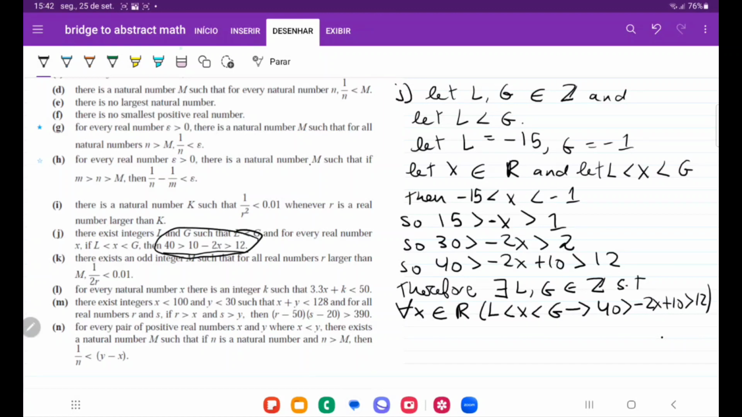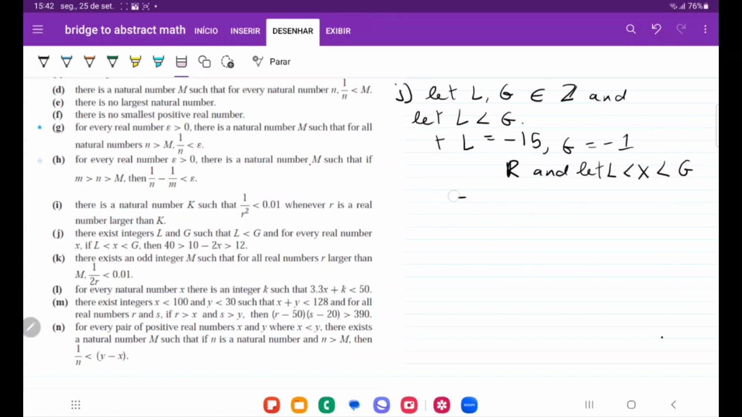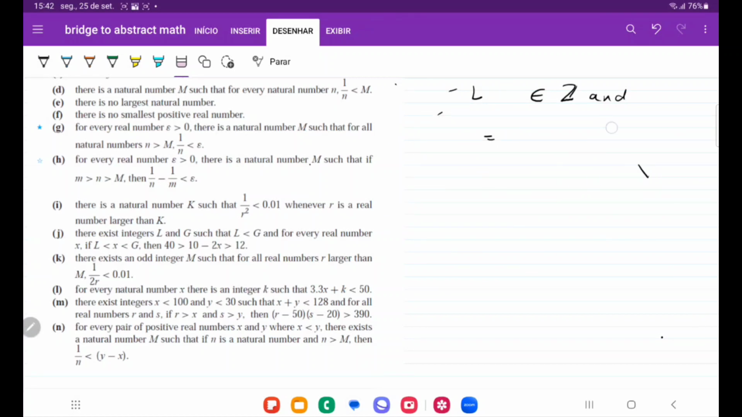So now let's do item K. We want to show that there exists an odd integer m such that for all real numbers r larger than m, 1 over 2r is going to be less than 0.01. So we're going to say let m be an odd integer.